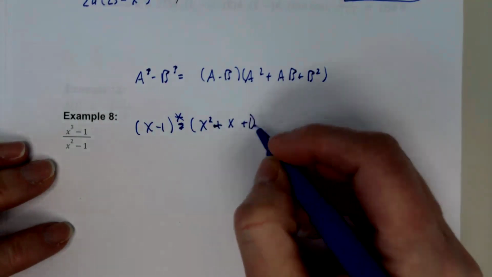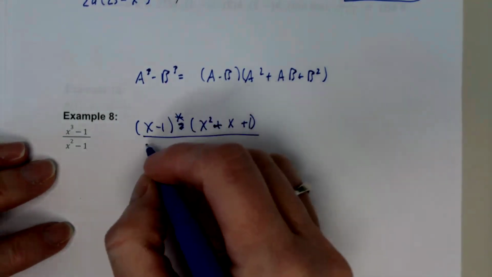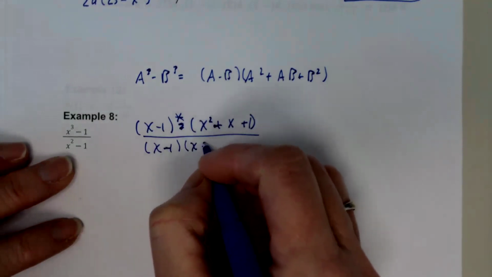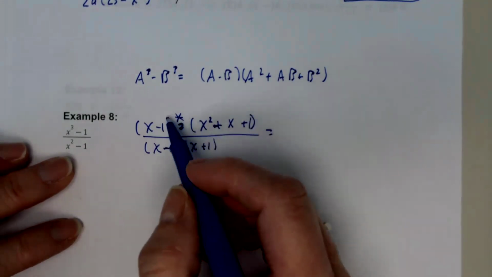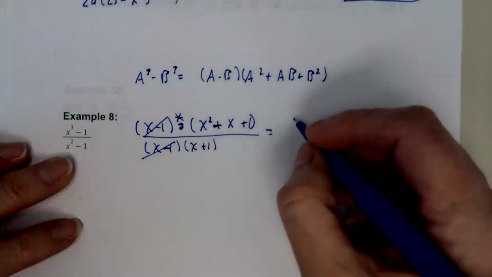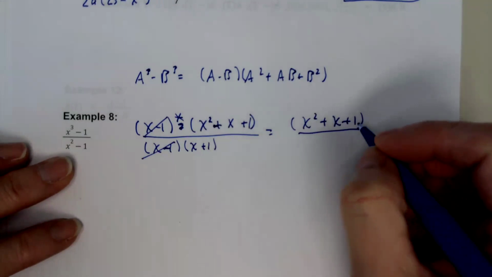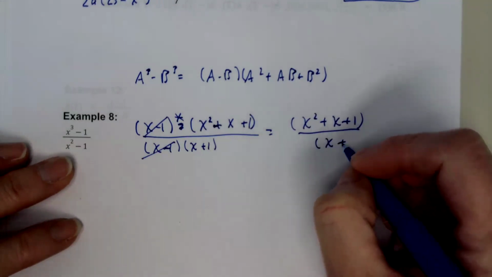And then we have, this is the difference of squares, so that's an x minus 1 and an x plus 1. So the x minus 1's cancel, and we're left with x squared plus x plus 1. It doesn't have to be in parentheses, all over x plus 1.